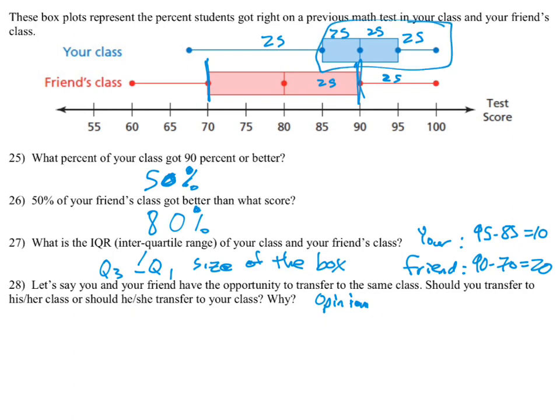75% of your class got 85 or better, right? 75% of your class got a B or better on a traditional scale. 75% of your friend's class got a C minus or better. So there are a lot of things you can notice. You're going to put your reason here. You've got to mention things like this: what percent of the class is getting better or worse in certain scores. Mention things from the box plots that justify your answer. And there you go. Good luck.